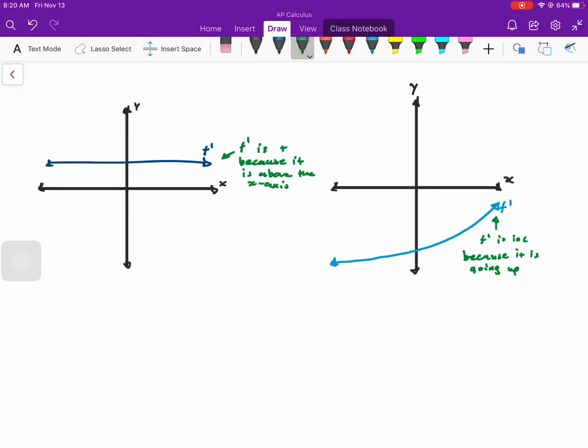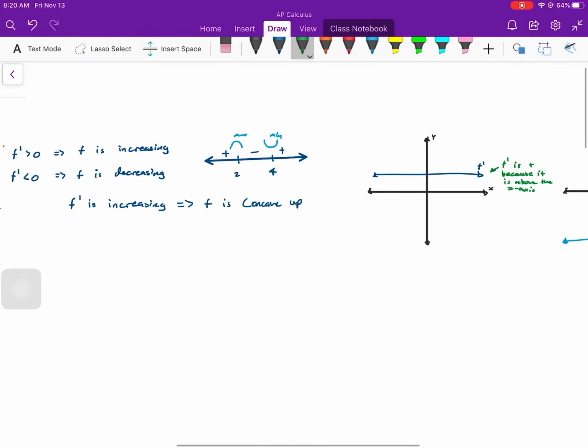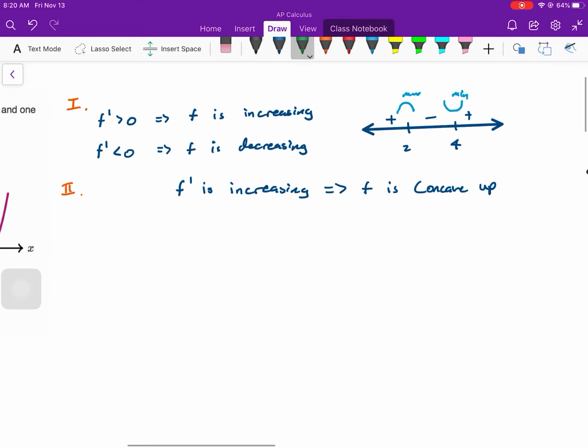But if you're given the graph of f prime, it's different. When f prime is positive, when it's above the x-axis, this one's not increasing or decreasing. But this one down here, even though f prime is negative, it's increasing. And I'm using this to show you that f prime being positive has nothing to do with f prime increasing. So if f prime is increasing, that means that f is concave up.